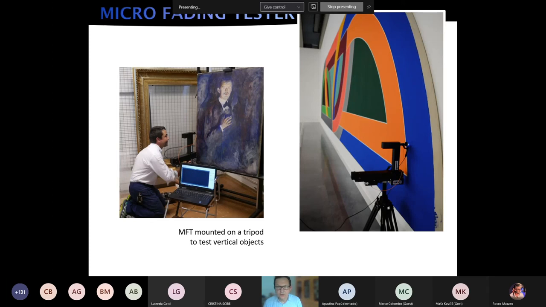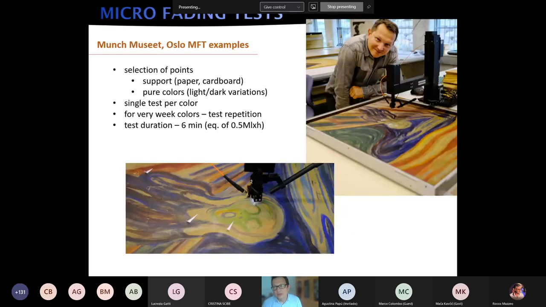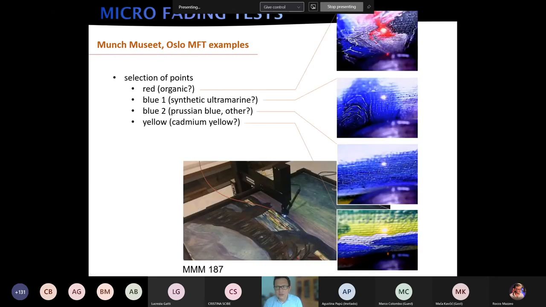And here, just a few shots from the measurement campaign that we did in Oslo for the Munch Museum, where we selected points on painted layers. Also, we tested supports. And when we spotted a weak color, bringing a big color change, we did a second or even third test to make sure that it's not some artifact, but a real color change. And the test took just 6 minutes per point, which is equivalent to a dose of 0.5 megalux hour. So we tested different colors, different points. There's no time for me to go into details, but just to give you a brief idea how this test could look like.